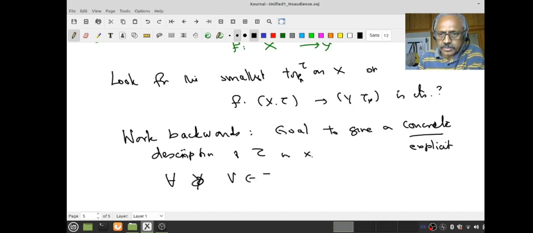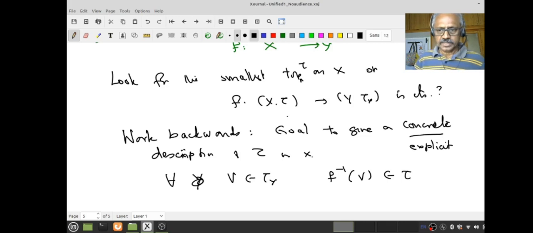Give me any V in tau_Y, then f inverse of V must be open, because f is continuous with respect to the tau topology. Therefore, f inverse V must be open in the tau topology. You understand that? So whatever open set V in tau_Y you give me, f inverse V must be in tau.